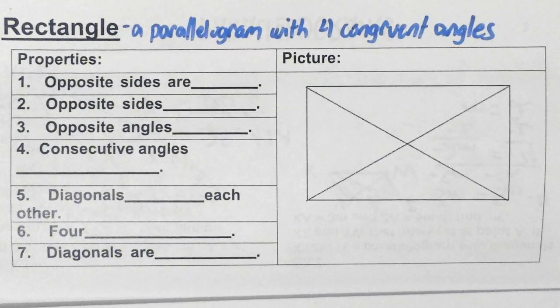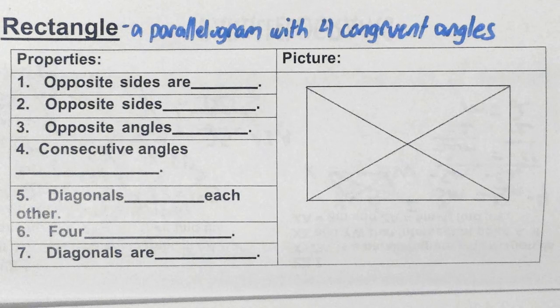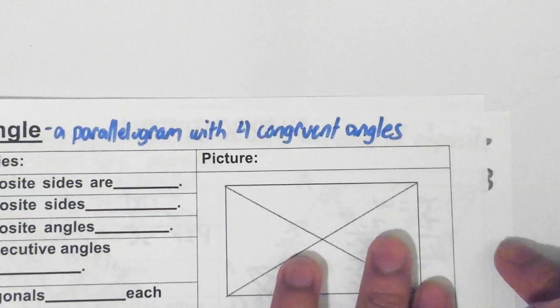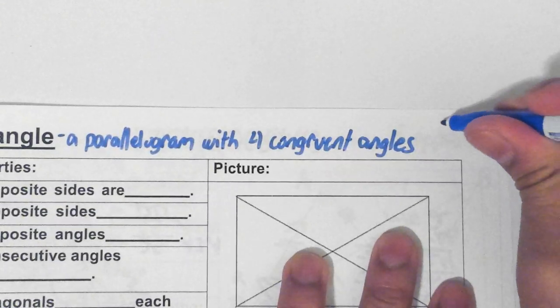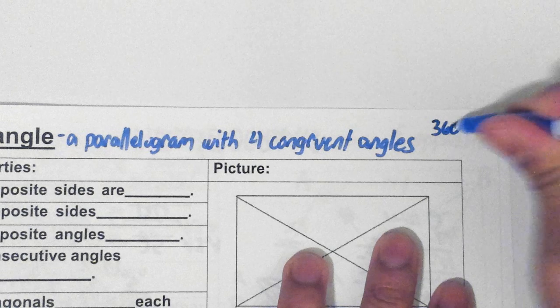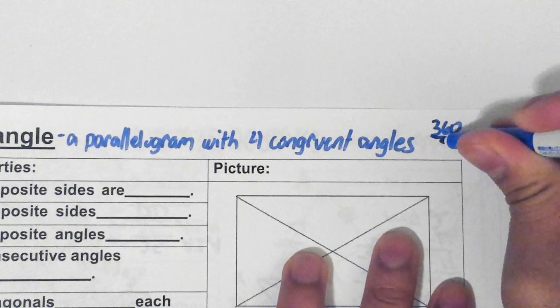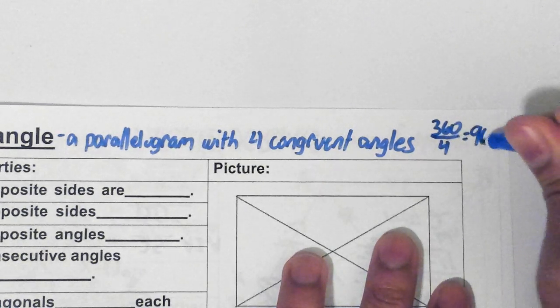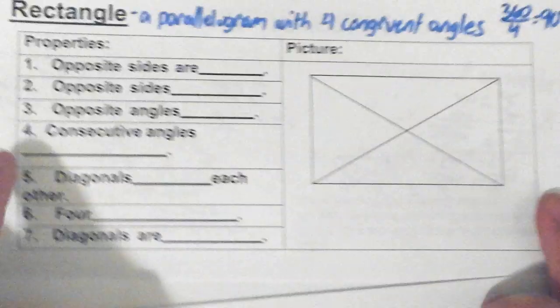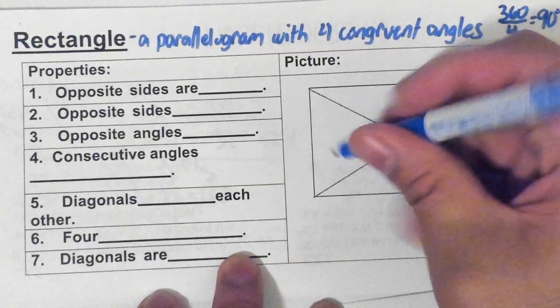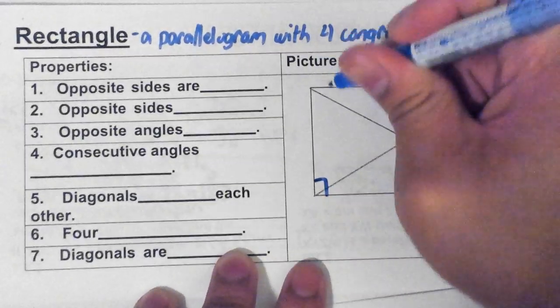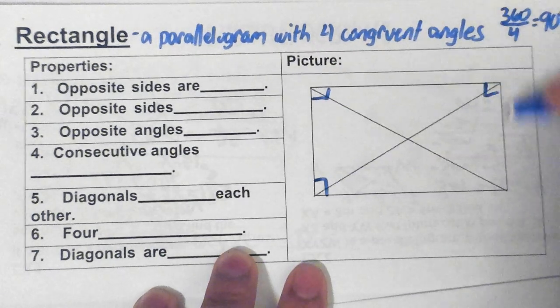In this video, I will go over properties of a rectangle. The basic definition of a rectangle is it is a parallelogram with four congruent angles. So first, the sum of the interior angles of a quadrilateral is 360, divided by the four congruent angles means each angle is 90 degrees. That means a rectangle is a parallelogram with four right-angled corners.